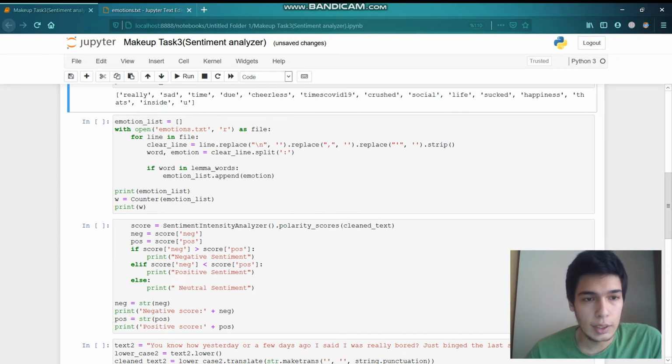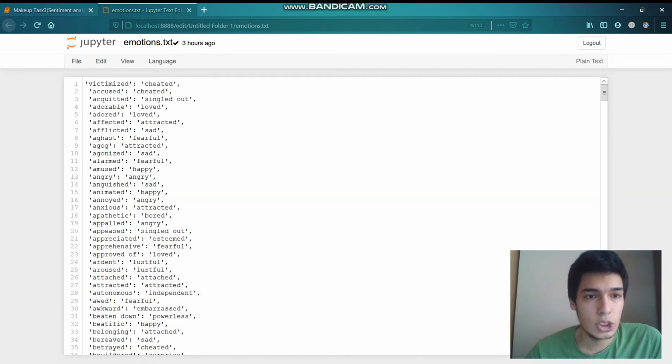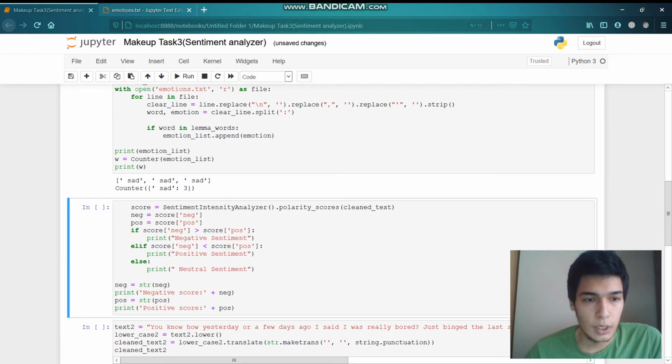Then I created an emotion list. This emotion list will take the emotions from emotions.txt, and this emotions.txt shows us if a word has a negative emotion or a positive emotion. So for instance, afflicted means sad, so it is a negative emotion. And it told us there are 3 negative emotions in this text, and those are set 3 times.